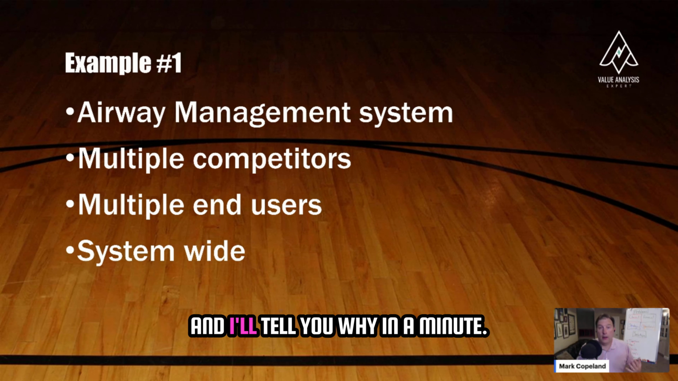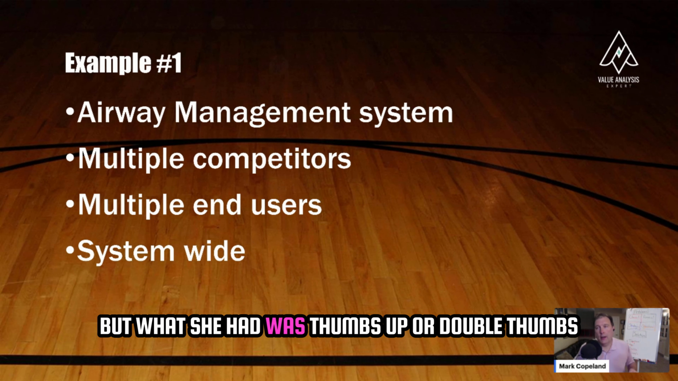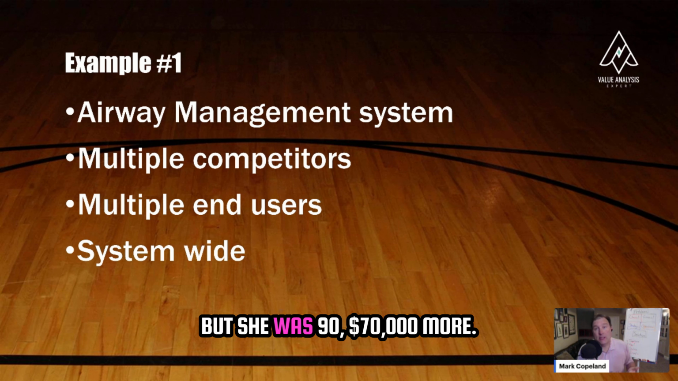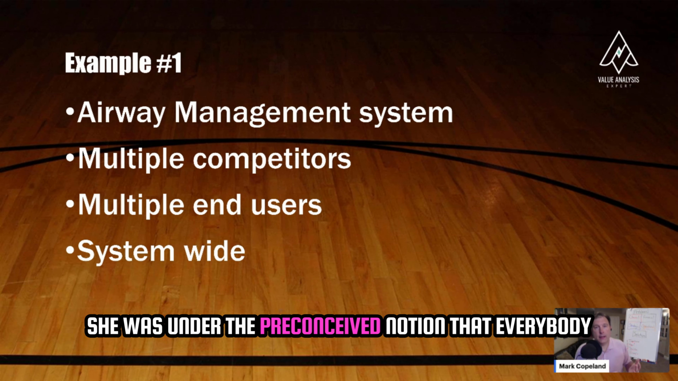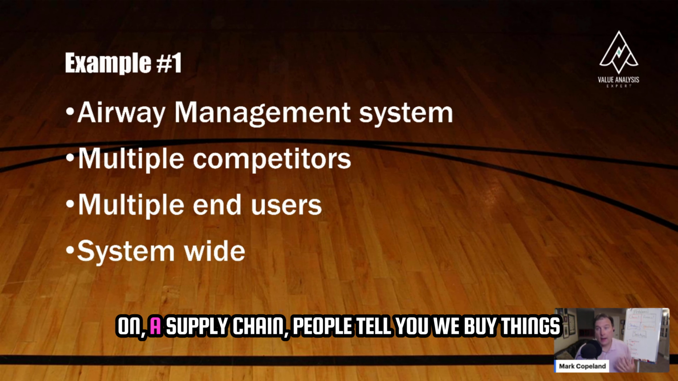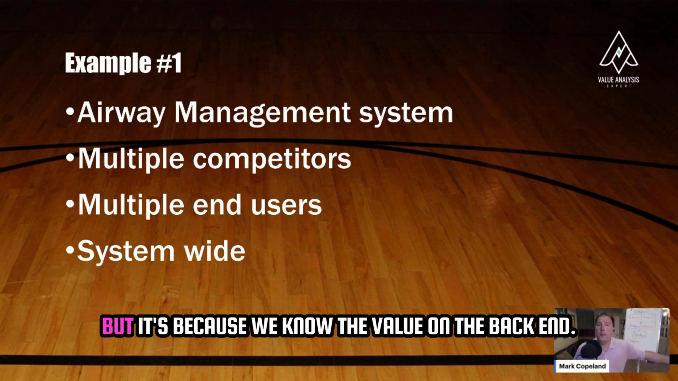And I'll tell you why in a minute. But what she had was thumbs up or double thumbs up in every department across the health system. But she was $70,000 more, and she worried about this because she was under the preconceived notion that everybody wants the cheapest product. And that's not accurate. Honest supply chain people will tell you we buy things that are more expensive all the time, but it's because we know the value on the back end, right?